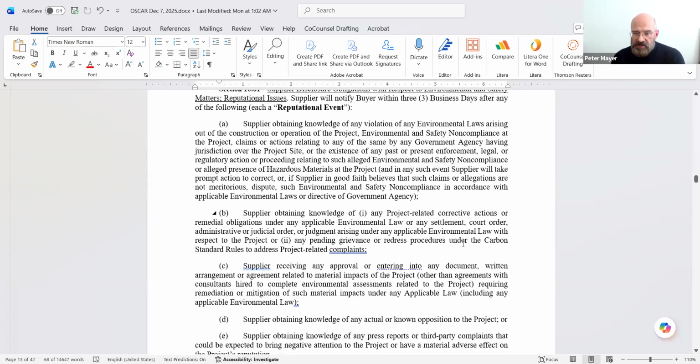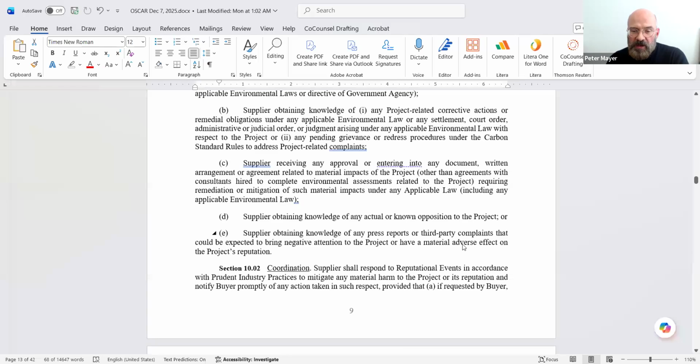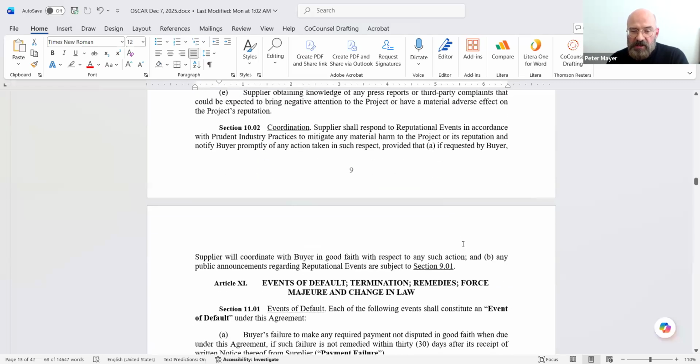Reputational events ties into that. A buyer would typically like to know that once there's an issue with a project for environmental reasons, or safety non-compliance, they want to know about this because this also has a potential negative impact on their reputation and standing in the market.